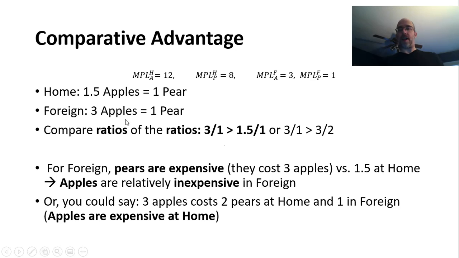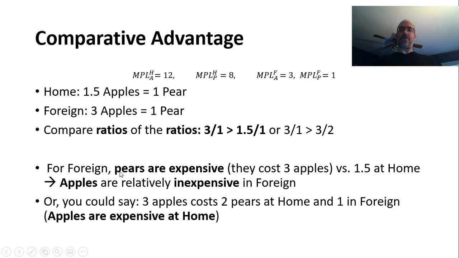If we compare them, 3 to 1 is greater than 1.5 to 1, or if you don't simplify it, 3 to 1 is greater than 3 to 2. So this is the comparative advantage. We can look at how these ratios differ between countries. Now, for foreign, pears are expensive, right? If you want a pear, it's going to cost you 3 apples. At home, they're cheaper. It only costs you 1.5 apples.